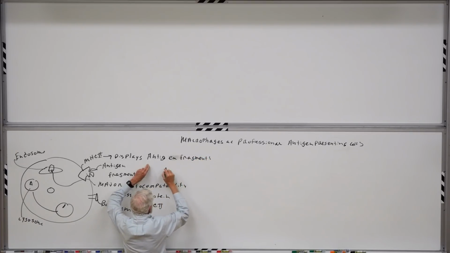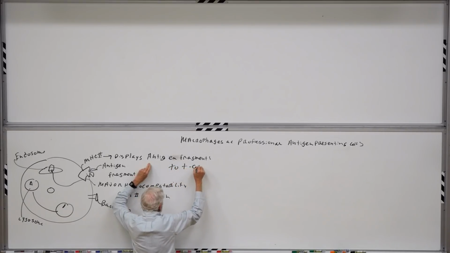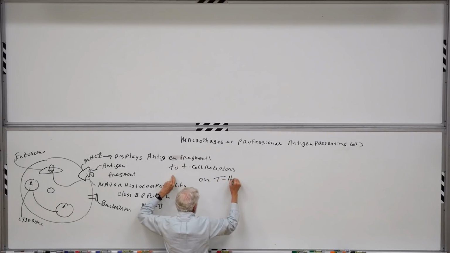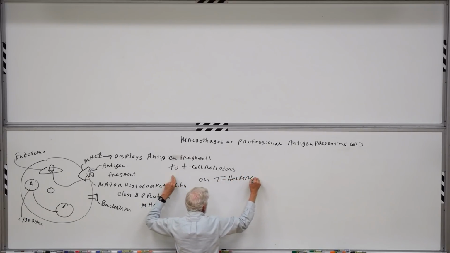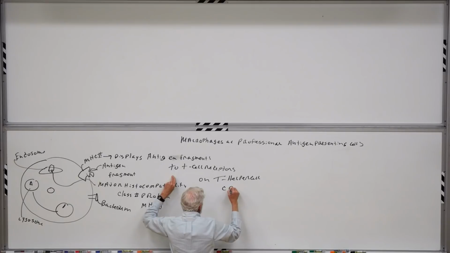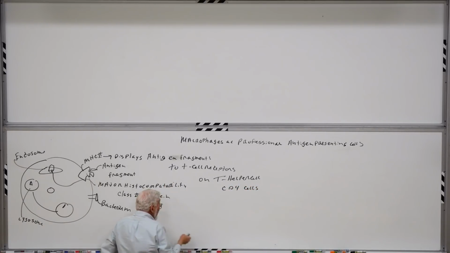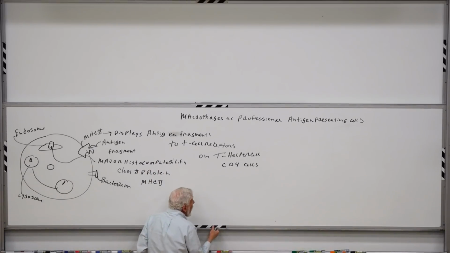Displays antigen fragments to T cell receptors on T helper cells, also known as CD4 cells. That's going to encompass a good bit of what we're going to talk about here.